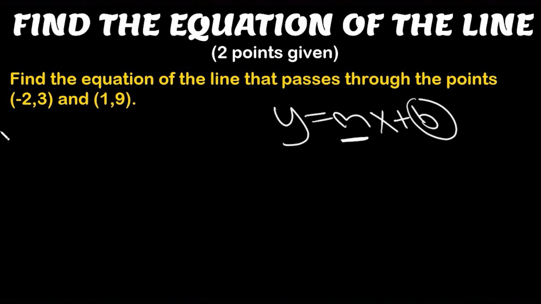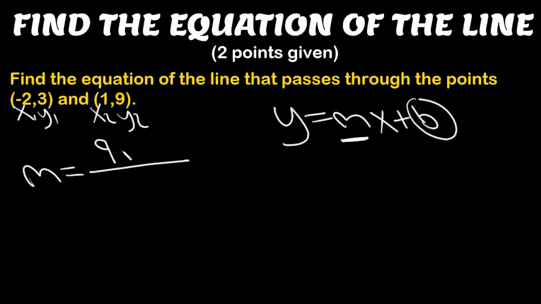So in order to do that, we need to label our points. This is going to be x1, y1. This is going to be x2 and y2, okay? And we're going to plug it right into the slope formula, and that's going to be m equals y2 minus y1, so 9 minus my y1, which is 3. And then I have 1, my x2, minus a -2. I'm going to use parentheses here. That way I can separate the two negative signs.